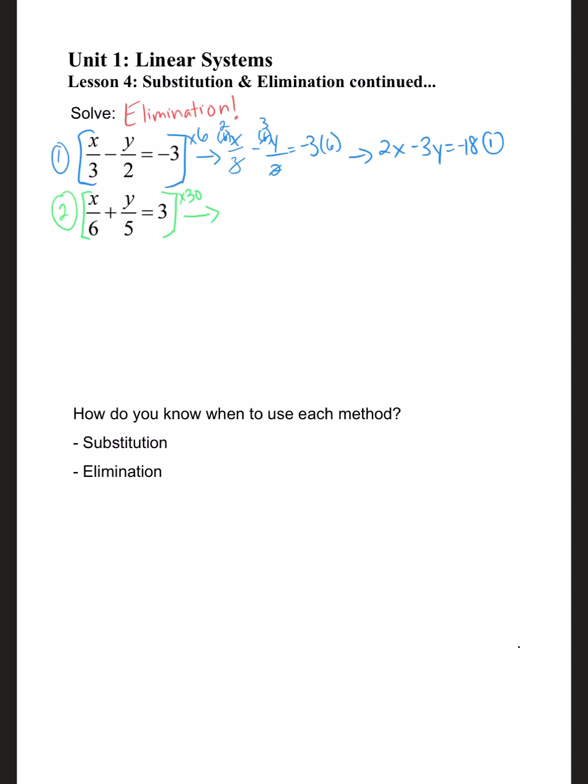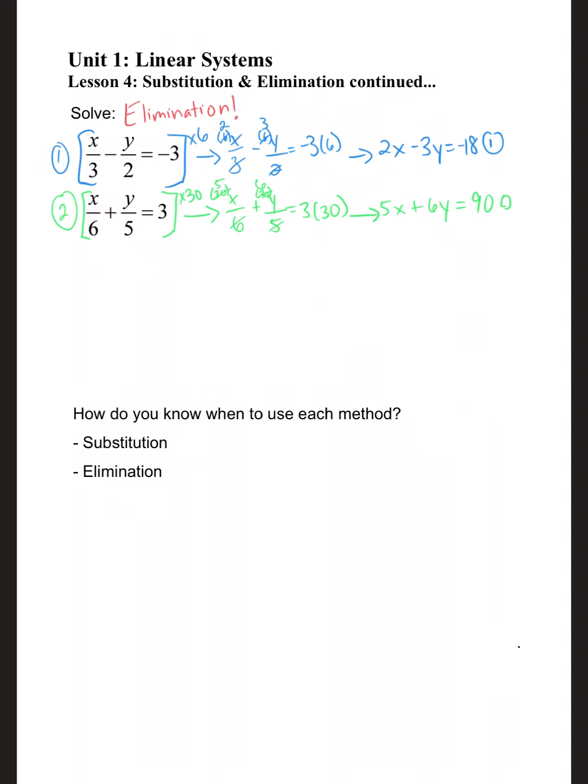Okay, for equation 2, I'm going to take x over 6, and again I'm going to multiply by 30, and do my y over 5 and multiply by 30, and then finally we'll do 3 times 30. So when we multiply 30 times x over 6, that 30 and the 6 is going to reduce to 5. So we'll have 5x plus the 30 and the 5 on our y is going to reduce to 6. So we'll have 6y, and then 3 times 30 is 90. So that is equation 2.